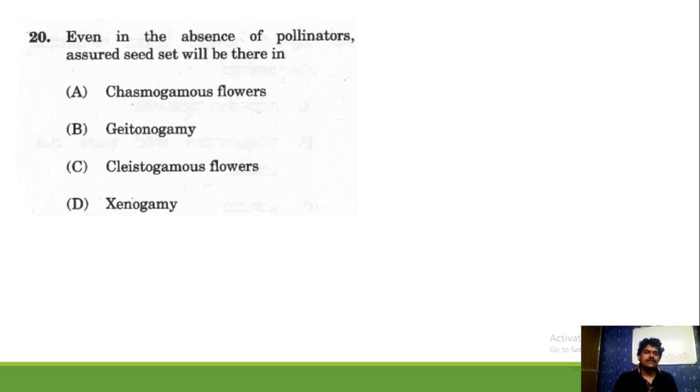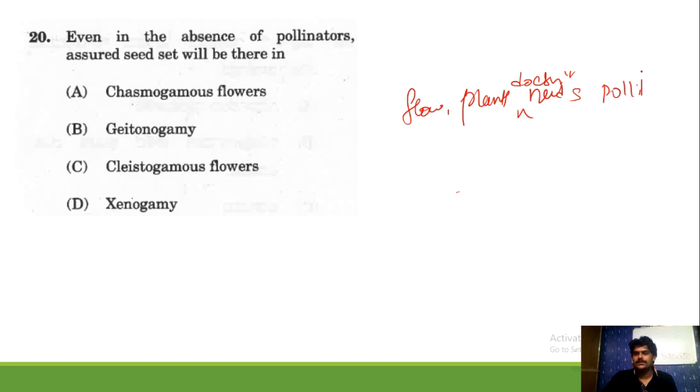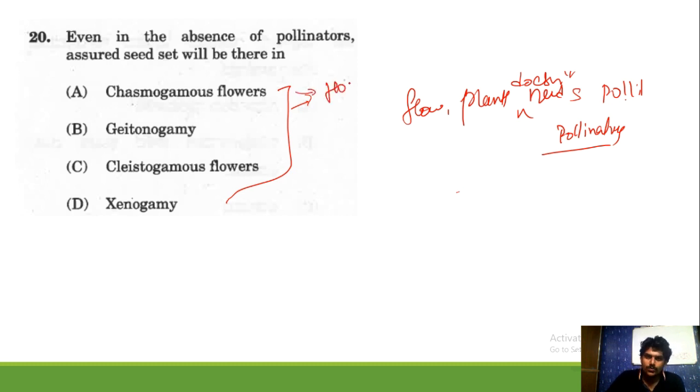The last question of this session, that is the 20th question: even in the absence of pollinators, assured seed set will be there. So it means which type of flowers or plants doesn't need any pollinators. So chasmogamous flower, we will eliminate one by one. What is a chasmogamous flower? Chasmogamy is nothing but homogamy.